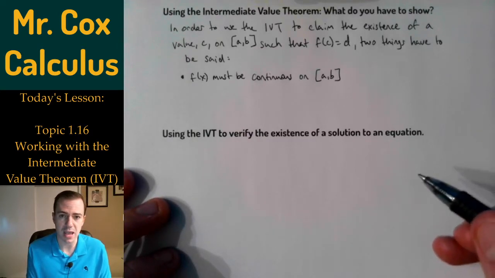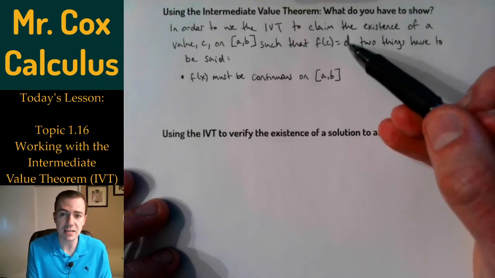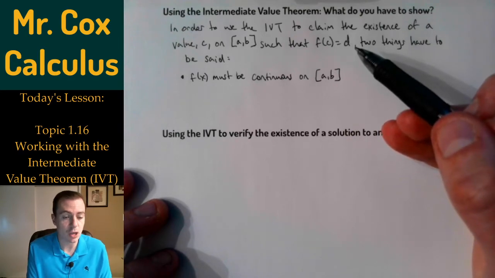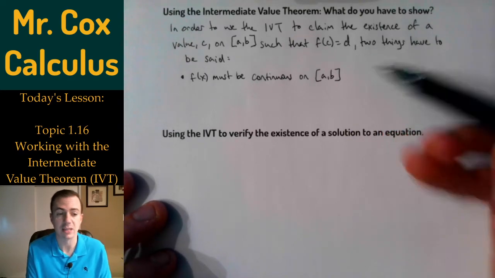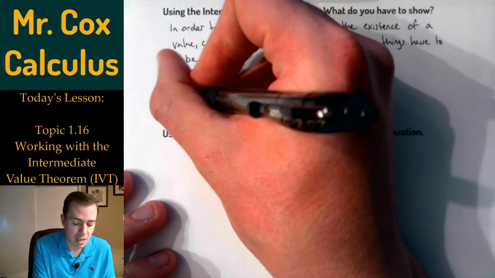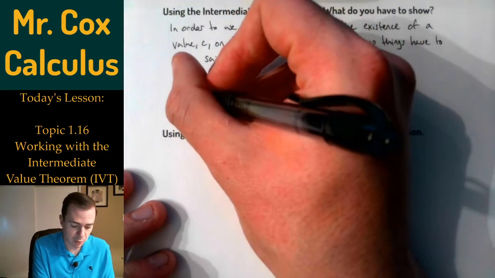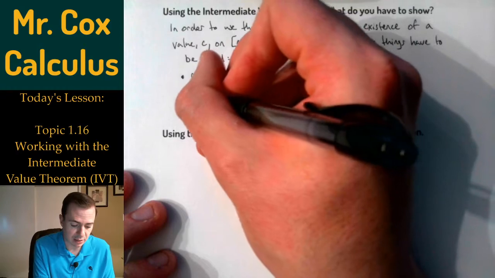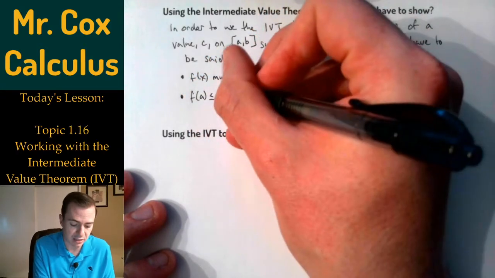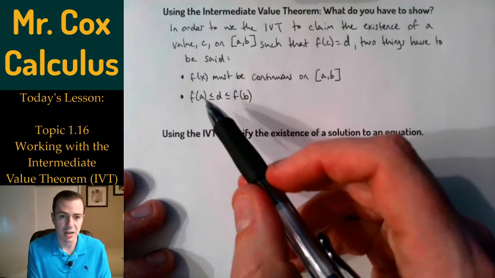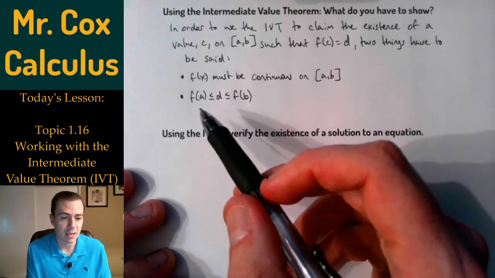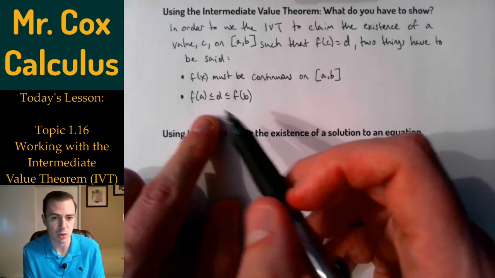The other thing that we have to do is we said that D has to be some sort of value in between f of A and f of B, and so we need to verify that as our second bullet point. We need to say either that f of A is less than or equal to D, which is less than or equal to f of B. And this is kind of what we saw in the graphical representation that I drew in the previous video.